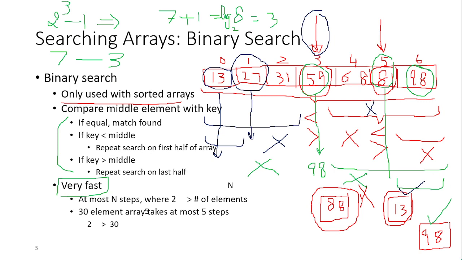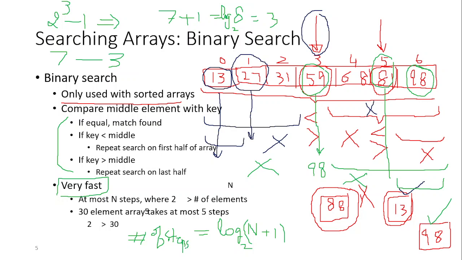So in general, if we have an array with N elements, and we want to know the number of steps that would be required to search for an element in that array, that would be equal to log to the base 2 of N plus 1. That would be the number of steps, or number of iterations, of this binary search algorithm.